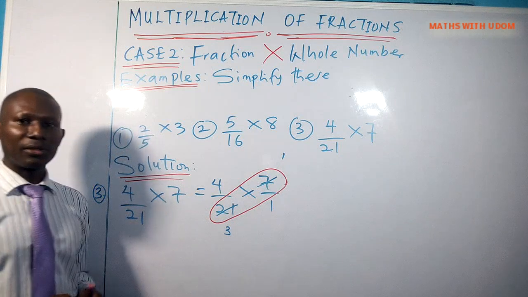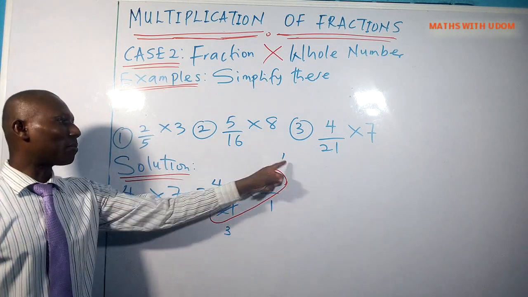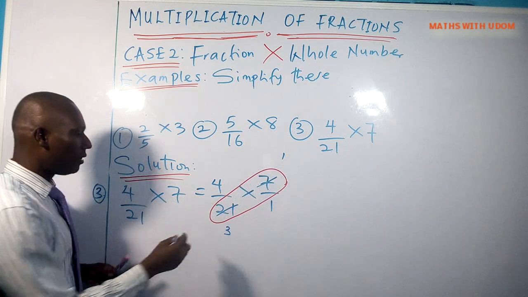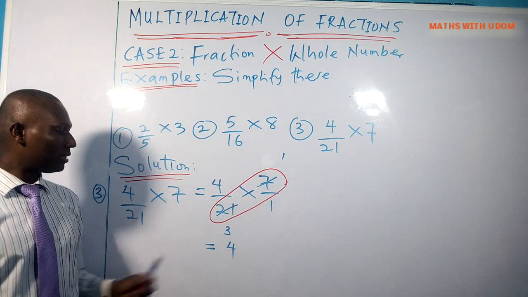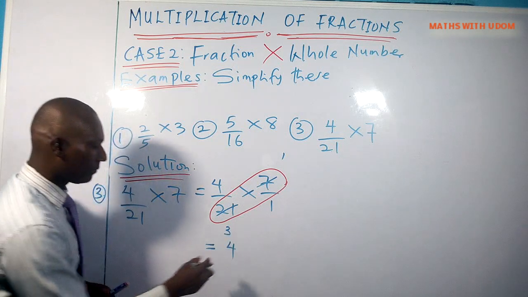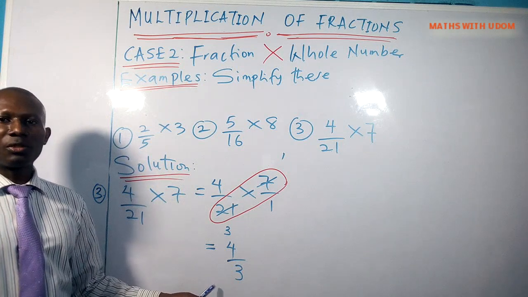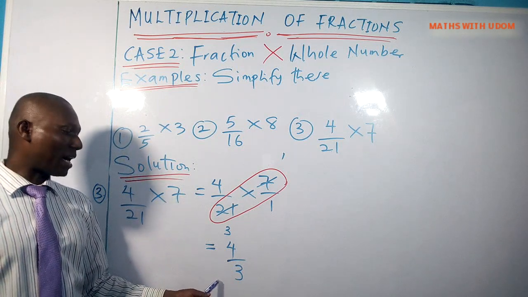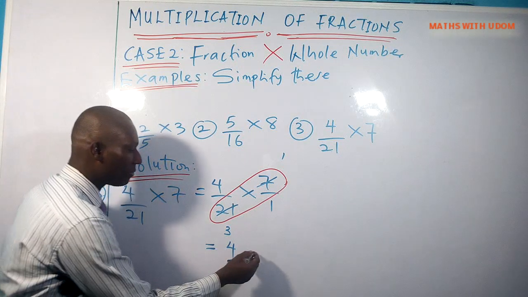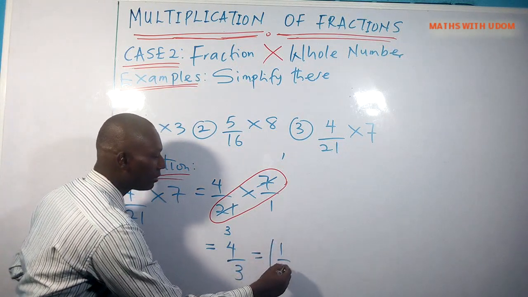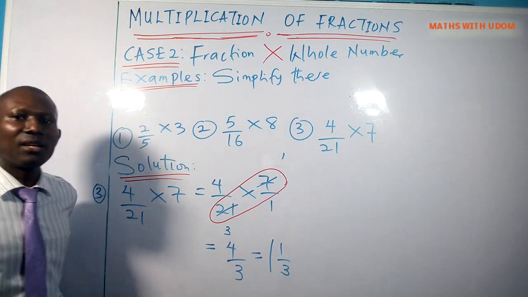So we now multiply the numerators together. 4 multiplied by 1 will give us 4. And then the denominators, 3 times 1 will give us 3. So this is an improper fraction. We need to write our answer as a mixed fraction. How many times can 3 go in 4? 1. Remember, 1 over 3. And that is our final answer, a mixed fraction.